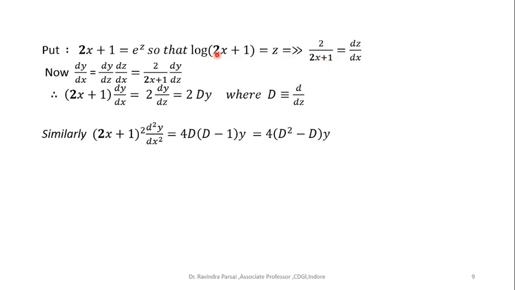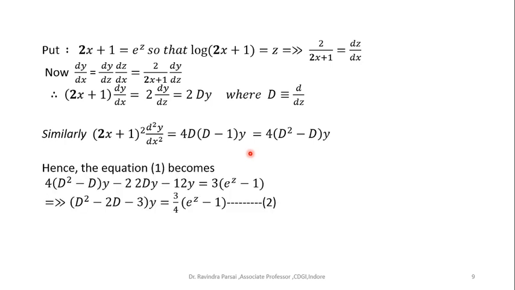By differentiating with respect to x, this gives you 2 upon (2x plus 1) of dz by dx. So now dy by dx equal to dy by dz into dz by dx, equal to 2 upon (2x plus 1) of dy by dz. Then you multiply across by this. So this gives you (2x plus 1) of dy by dx equal to 2 into dy by dz. So that is 2 into D of y, where D equals d by dz. So similarly you can obtain the second factor: 2 multiplied by 2 will be 4, so 4 into D of (D minus 1) over y.